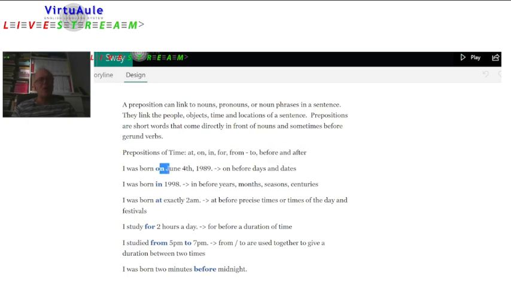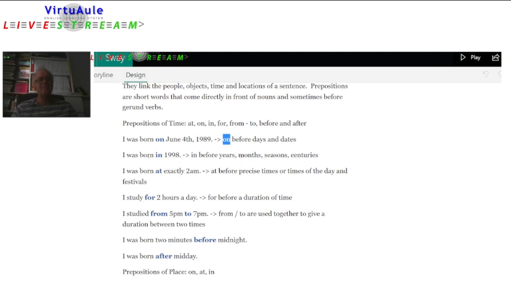I was born on June 4th, 1989. On we use before days and dates. On June 4th. I was born in 1998. In we use before years, months, seasons, and centuries. So in September, in autumn, in the 14th century.